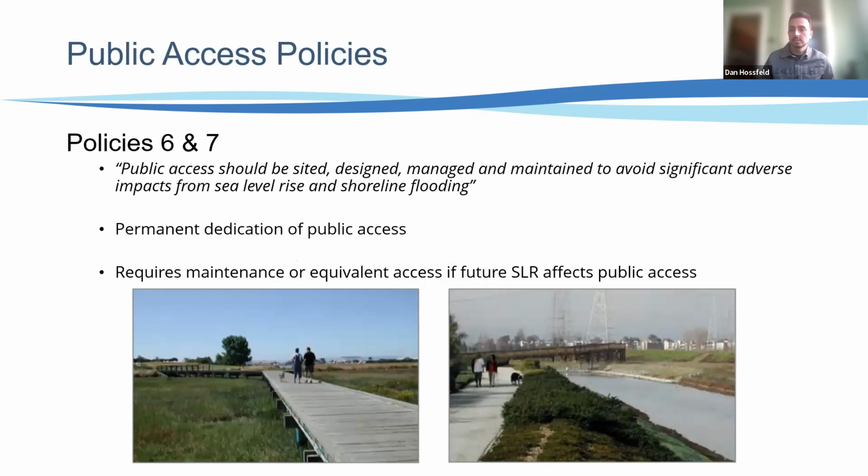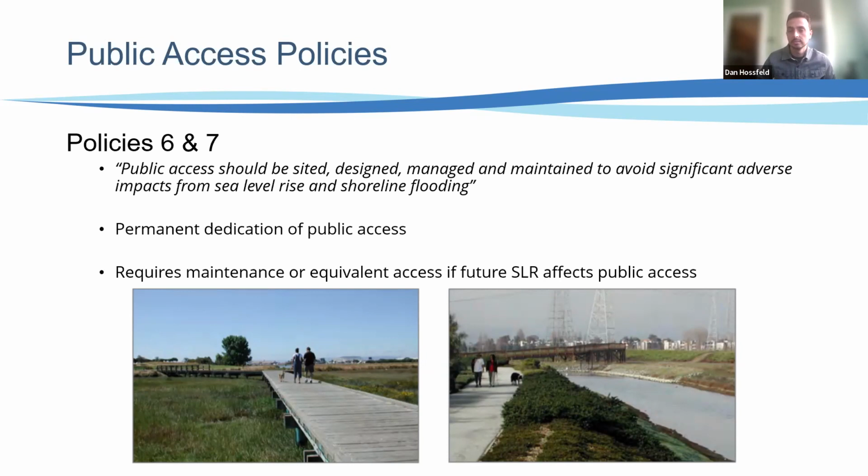The public access policies in the Bay Plan were also updated, but one simple update was that public access should be designed and maintained to avoid significant adverse impacts from sea level rise and flooding. In general, BCDC's public access policies required permanent dedication of public access before the climate amendment. And this now requires maintenance or equivalent access options if future sea level rise affects public access. This was a common question that we heard: what happens with public access in the future?